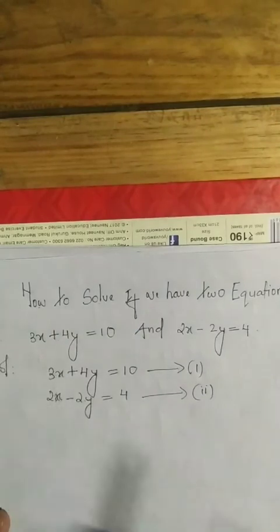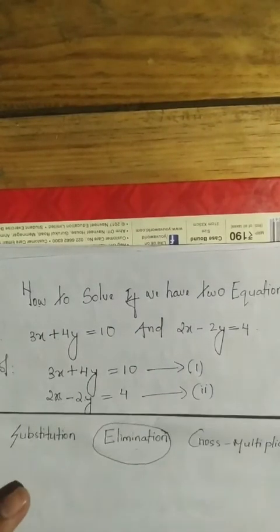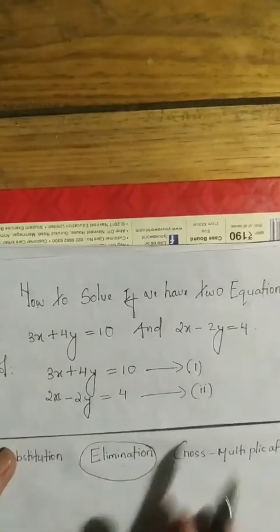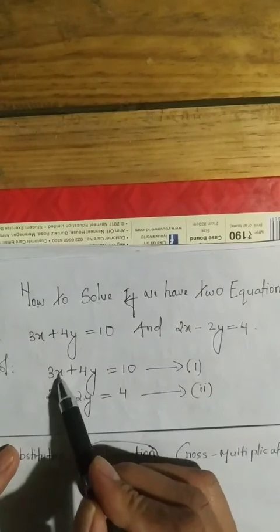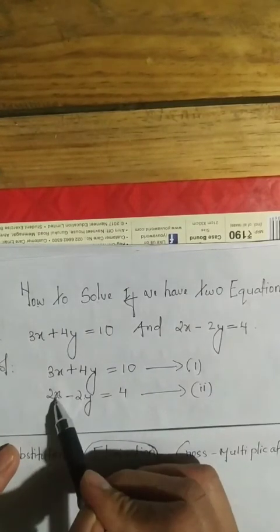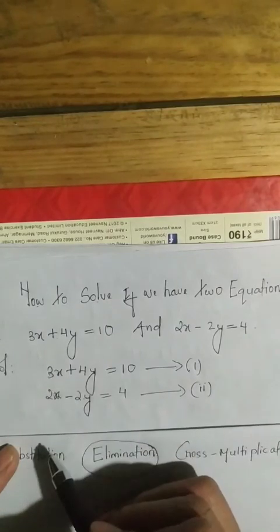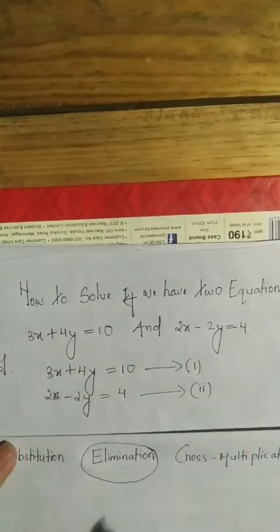So how are we going to throw away? Now let's check here for x first. How am I going to throw away x? Look, if I want to make these two same, here x is 3 times, here x is 2 times. These two are not same, so I have to make these two same. So how am I going to make them same is like this.